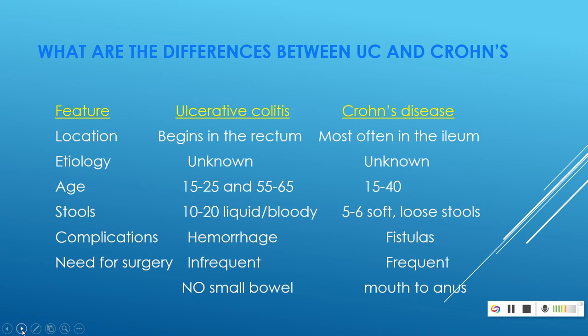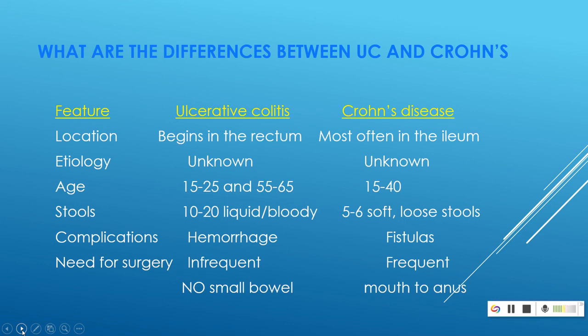The stools. Ulcerative colitis, if they're having that fulminant, they can have 10 to 20 liquid bloody stools. So doesn't this show you that with ulcerative colitis, I've got to worry about more blood loss? It's possible that the person with ulcerative colitis can have an increased problem with blood loss. Because with Crohn's disease, they can have 5 to 6 loose, soft stools a day, but they may or may not have blood. And if they do have blood, it would be a small amount.